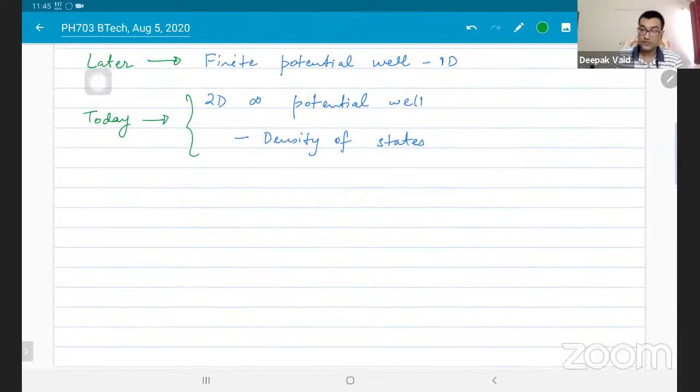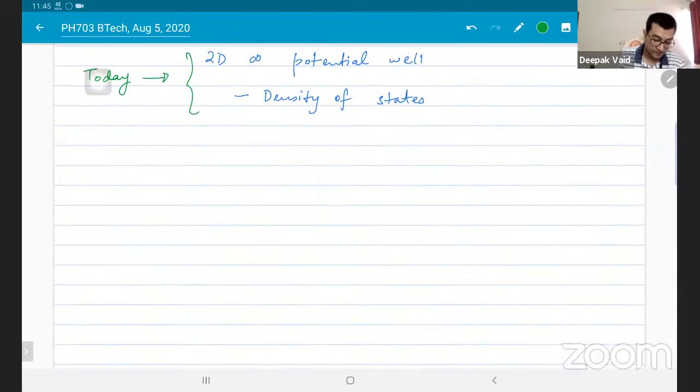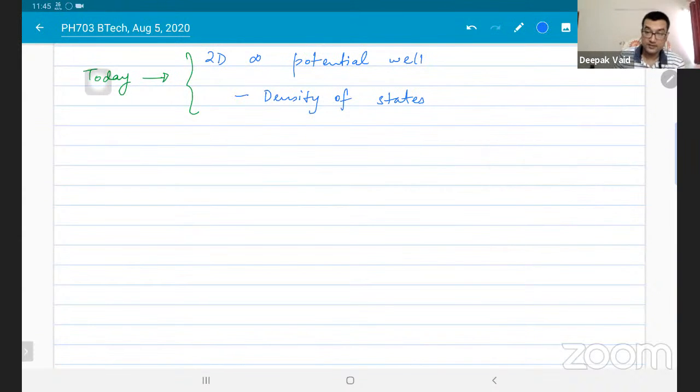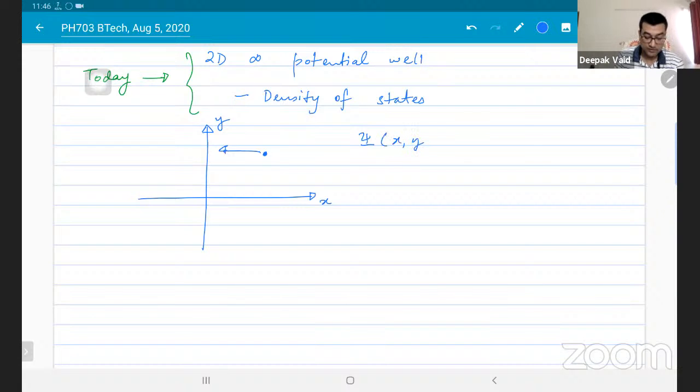So what is the two-dimensional potential well? Well, as the wording says, it is a problem in two spatial dimensions. So you have two spatial dimensions, x and y, and a particle is moving around in this space. If I write down a wave function, it will be a function of two coordinates, x and y.